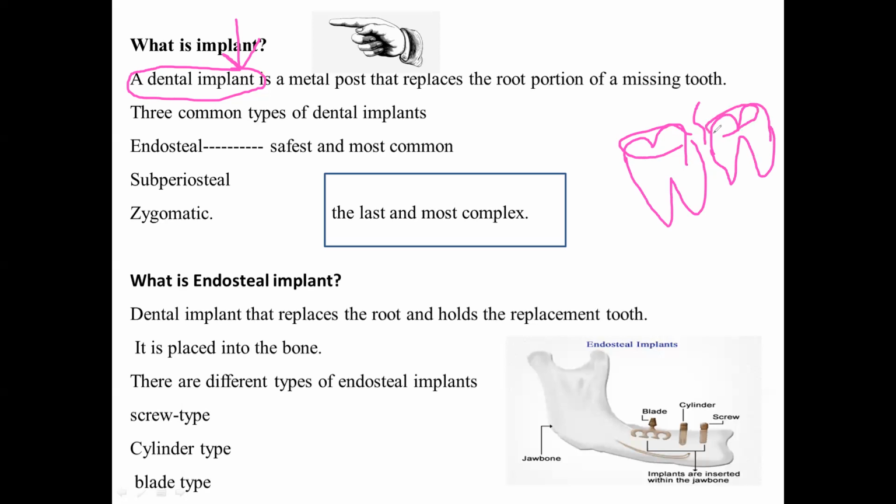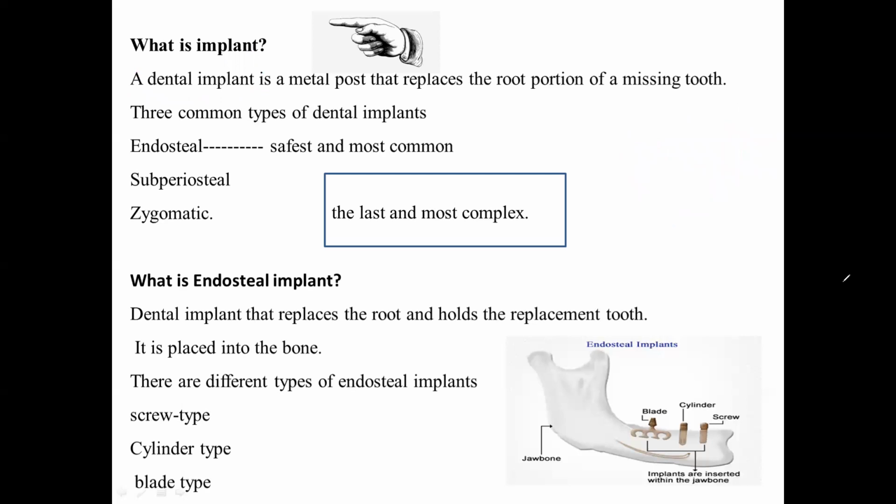The patient says, no, please don't. I don't want to compromise my other teeth. So the option I get is that I shall give this patient an implant, that artificial substitute of a root, and I can give a prosthesis to the patient. That's why we need an implant, and that is actually an implant. So in dentistry, the purpose of giving an implant is to replace the lost root portion.